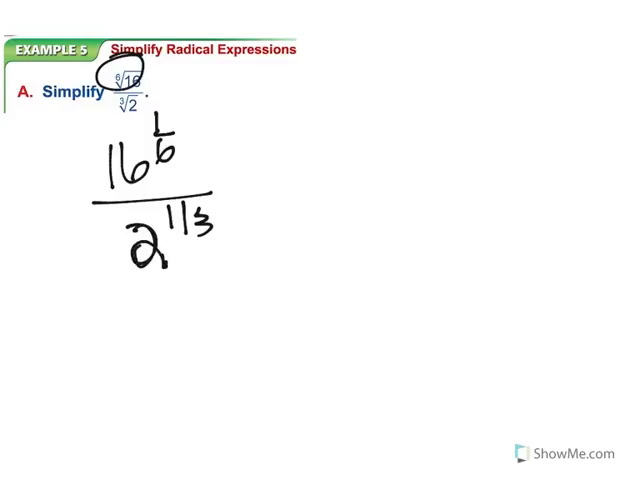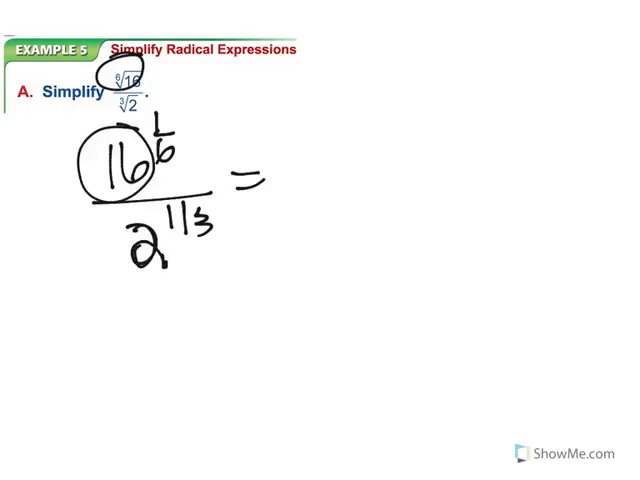So we have the 6th root of 16 over the 3rd root of 2. The first thing that we're going to do is rewrite the top and the bottom using exponents instead of having it as a radical. We're just going to raise it to the 1/6 power. So we have 16 to the 1/6 over 2 to the 1/3.